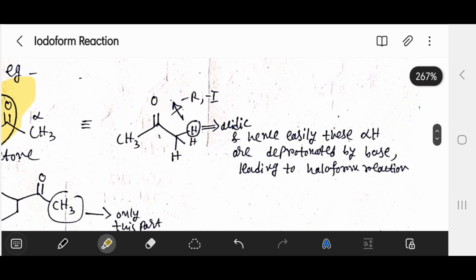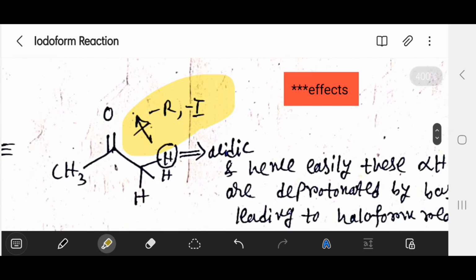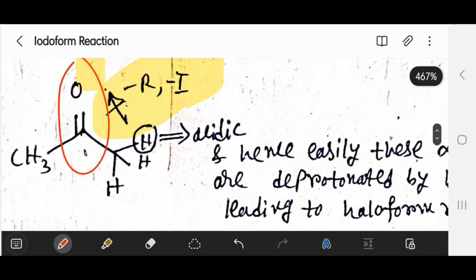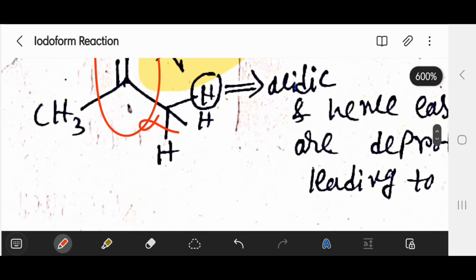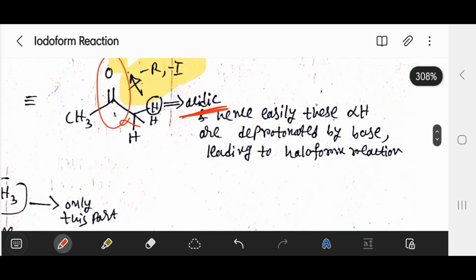So why does the ketomethyl group undergo such a reaction? Because of the -I and -R effects of the carbonyl. Because the carbonyl has -R and -I effects, it withdraws electrons from this alpha carbon, and consequently from these alpha hydrogens. So they are pretty much electron deficient, and thus they are acidic in nature, and hence these alpha hydrogens are deprotonated easily by a base like OH minus, leading to the haloform reaction.